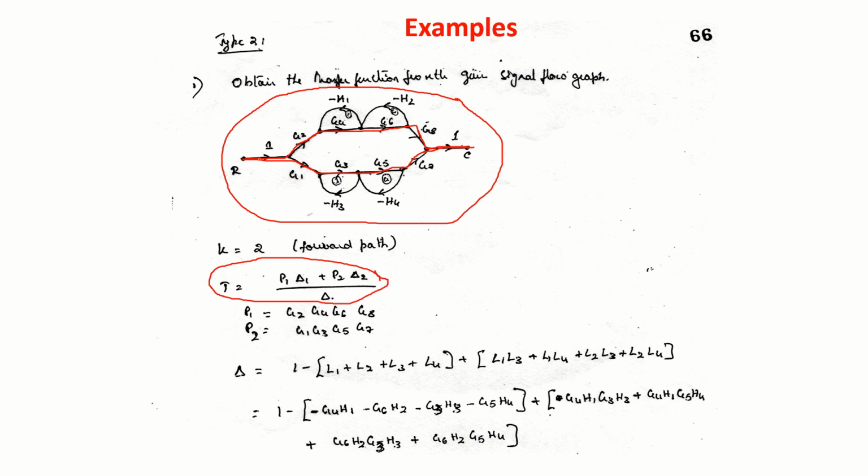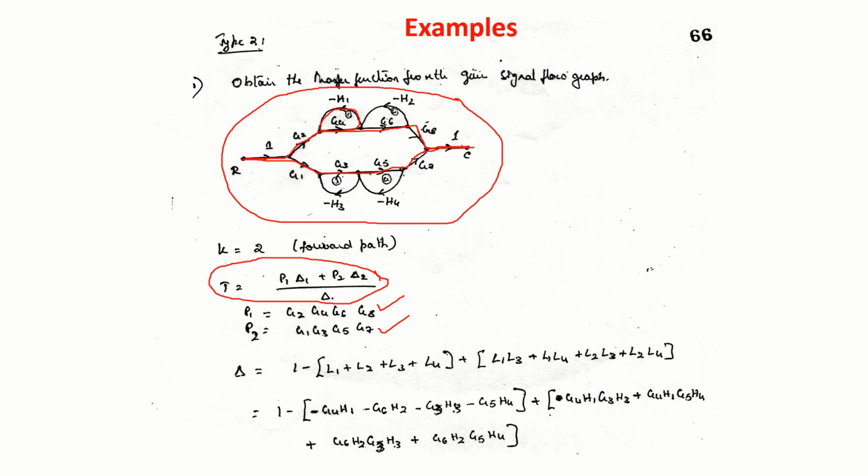Then P1 is the path gain of this forward path: G2, G4, G6, G8. The second forward path: G1, G3, G5, G7. You will get delta equals 1 minus the sum of loop gains of individual loops.